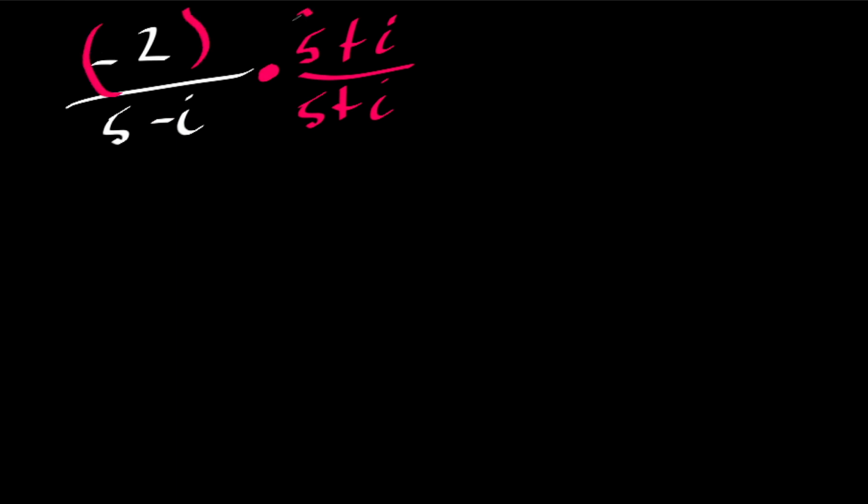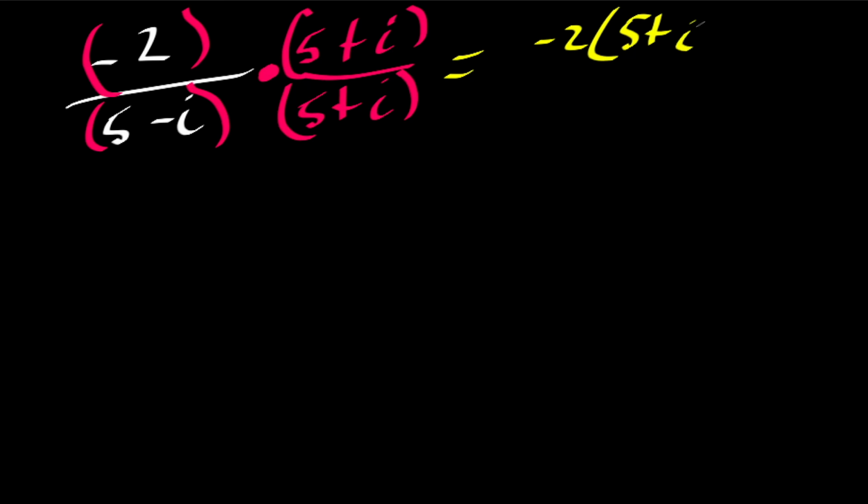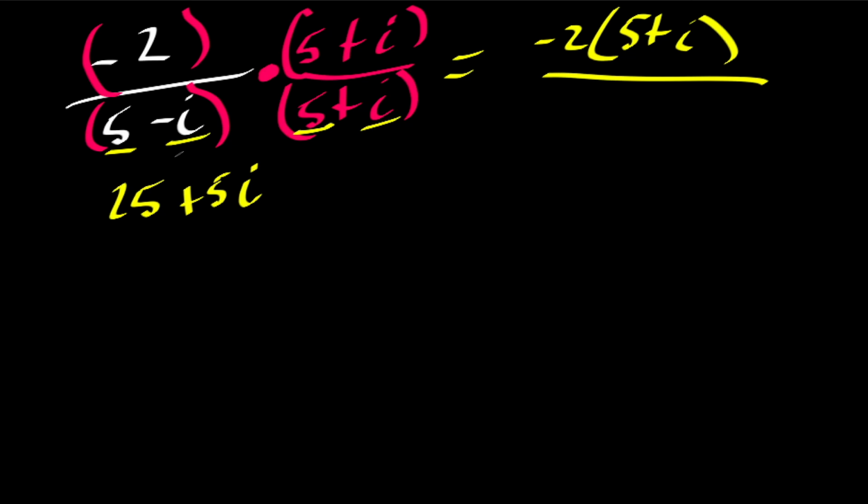So now we're multiplying all of this. What that will end up giving me is negative 2 times 5 plus i. On the bottom, if I say 5 times 5, that gives me 25. 5 times i would give me plus 5i. Negative i times positive 5 would give me negative 5i. And then negative i times i would give me minus i squared.